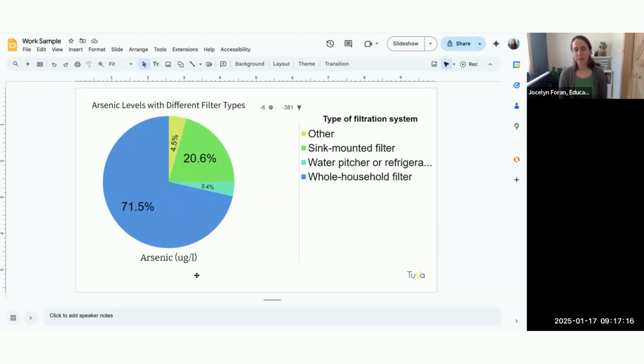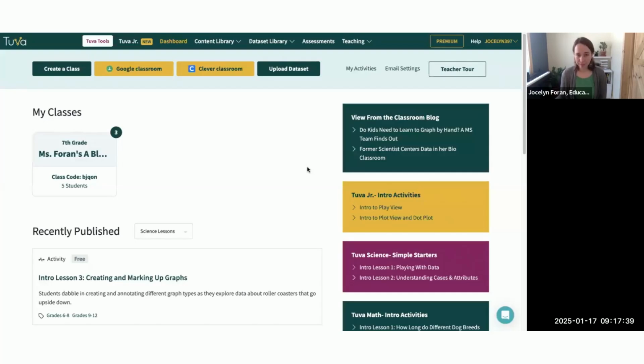However, because they've chosen a pie chart, the arsenic levels that they're trying to communicate about are not being communicated. Instead, the graph is really just telling us what is the proportion of the water samples that were taken from places with each of these different filtration systems, which isn't what they were going for based on the title. And this type of error is actually really, really common. It's one of the trickiest skills for novice graphers to master, choosing the correct graph type.